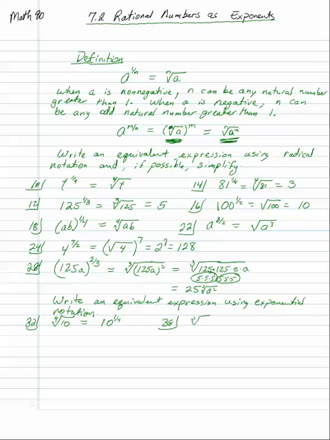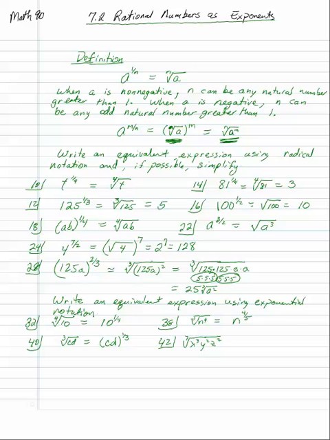5th root of n to the 4th, that's the same thing as n to the, top number is the power, bottom number is the index. So n to the 4/5 power. Number 40, we got cube root of cb, which is the same thing as cb in parentheses, to the 1/3 power.